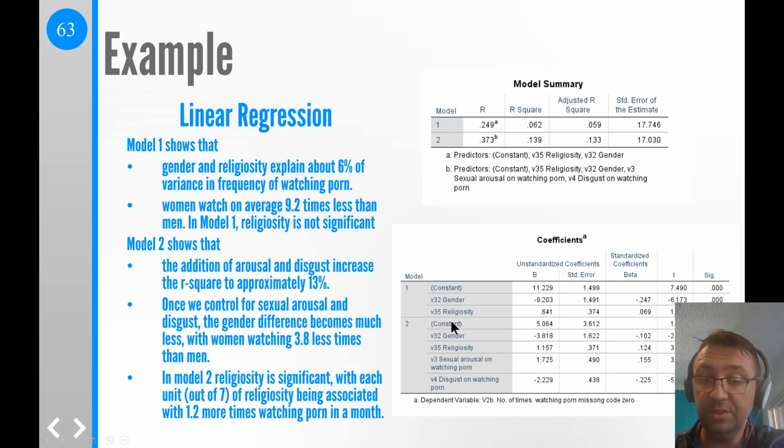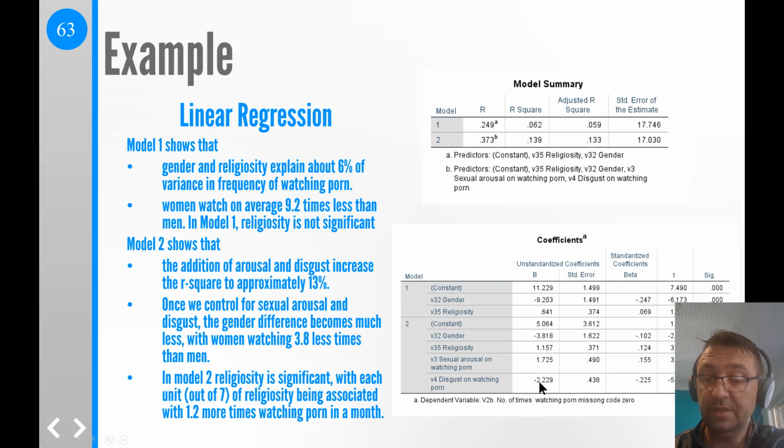If we go to model 2 and add in these attitudes, the idea here is that it's really people's attitudes, not their gender per se or religiosity per se, that drive things. If we add these in, then all of a sudden our constant becomes non-significant. So fine, but it's still 5. And then here, gender has much less effect. It's only minus 3.8.